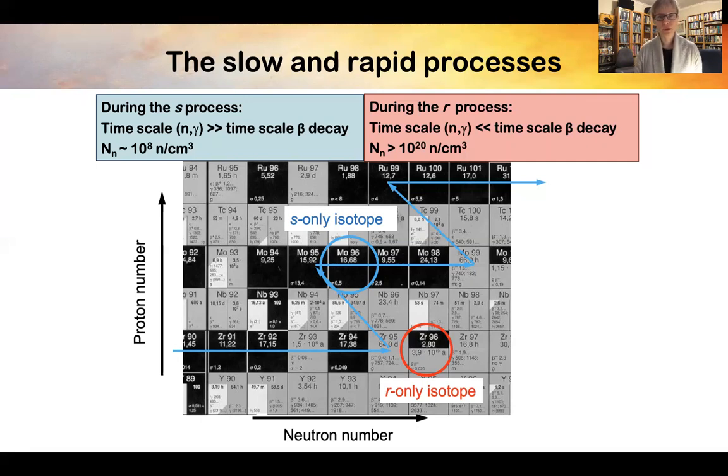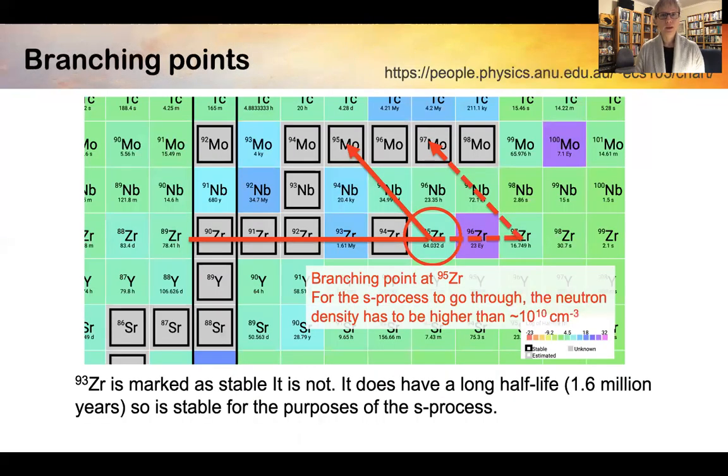Okay, so sometimes you may hear about s-only and r-only isotopes, and this is where that comes from. There are, of course, branching points. Now, this is the same chart, and here I've color-coded it this time by half-life. I've taken this from a website called the Colourful Chart of the Nuclides, by Ed Simpson at the ANU, the Australian National University. Ed has made this website where you can color-code the chart of the nuclides by all sorts of things.